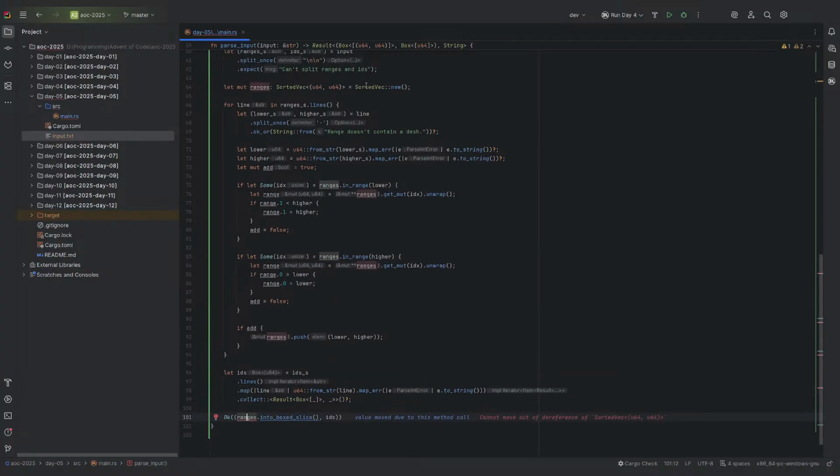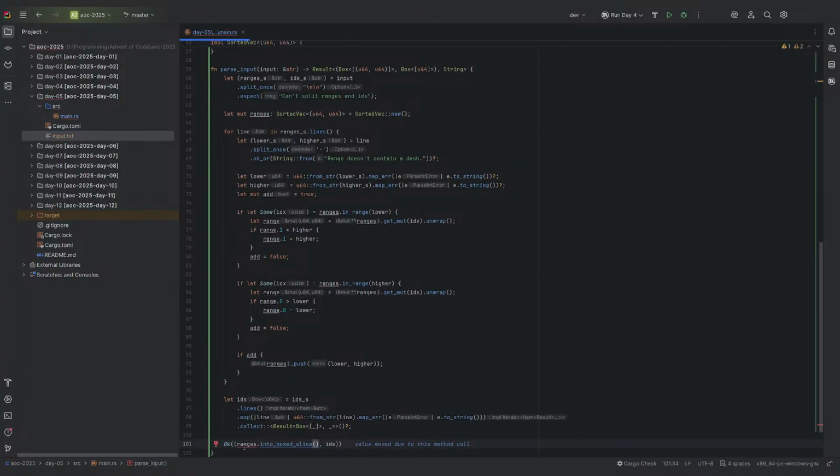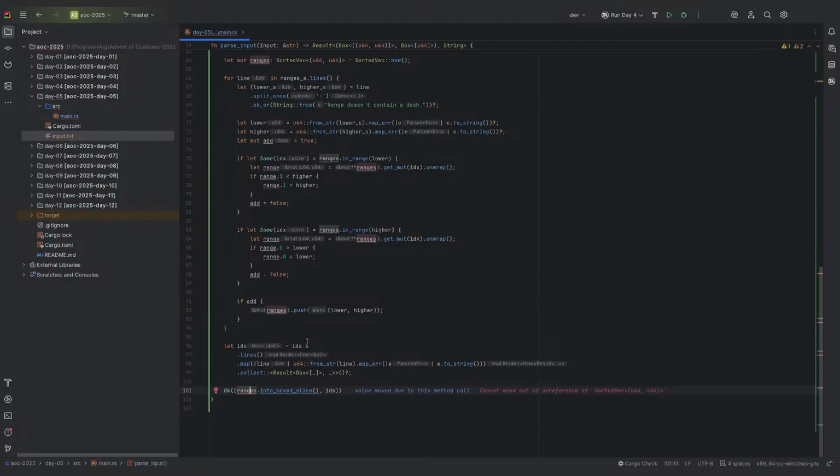Why is that? Why can't I do that? Move it, where's borrowed then? Why is this an issue? 'Cause that's an owned value.